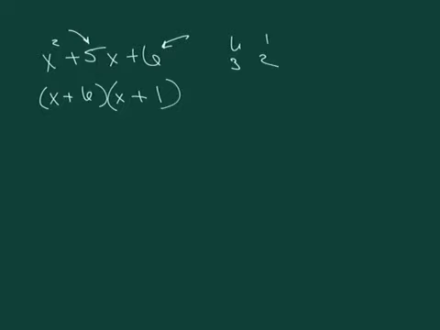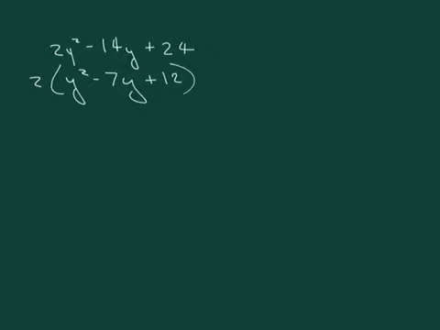Does 6 times 1 equal 6? Yes. Does 6 plus 1 equal 5? No. So that is wrong. And let's try 3 and 2. 3 times 2 is 6. Does 3 plus 2 equal positive 5? Yes. So that ends up being the factoring. Now again, we're not solving for x because there's no equal sign. The only time you're ever going to solve for x is when you're given an equal sign.